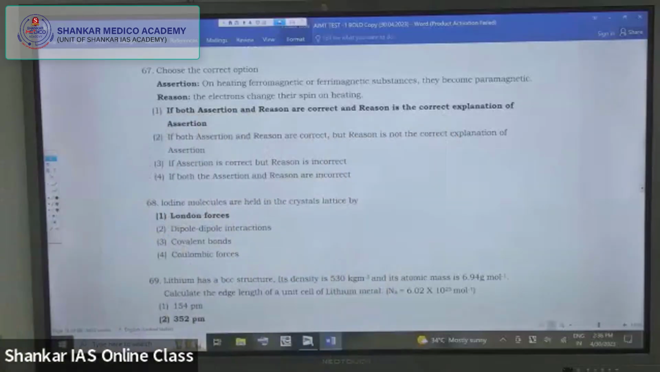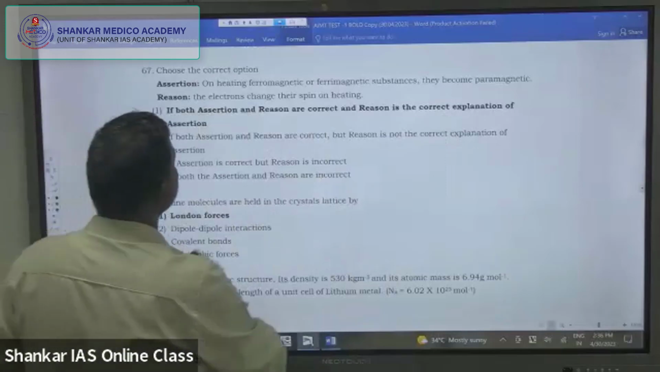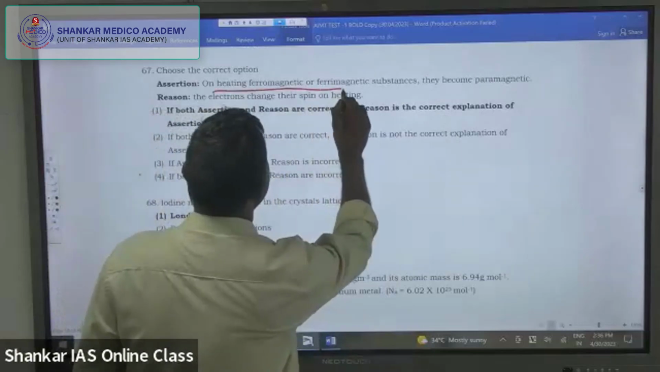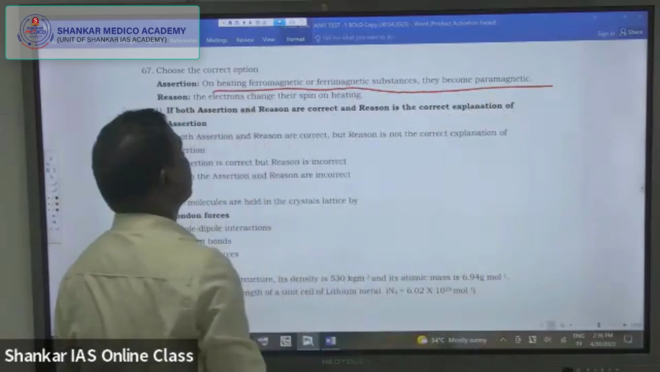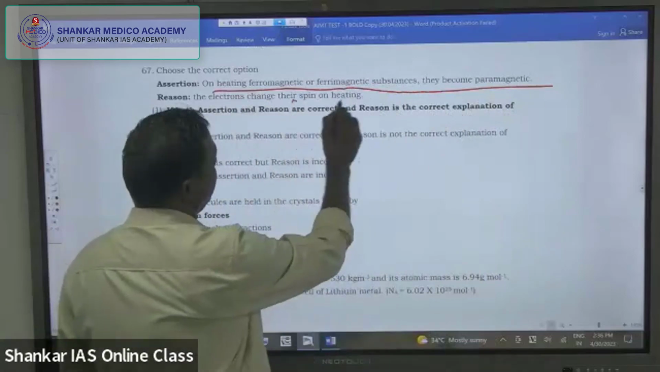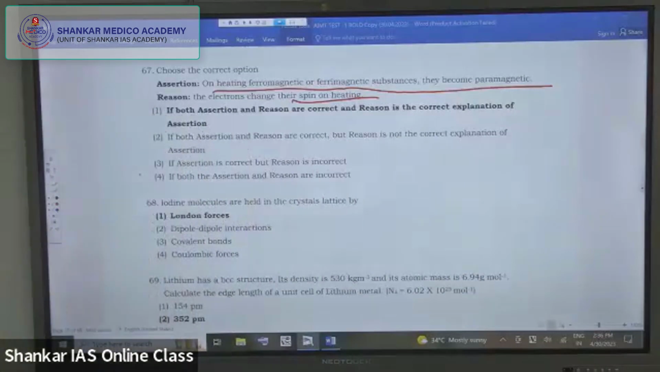the paramagnetic substance will become a ferromagnetic substance. That's one. From the solid state, you can have the idea. So on heating, ferromagnetic or ferrimagnetic substances become paramagnetic. That is true. The electrons change their spin, and the number of unpaired electrons is continuously increasing. That is the reason.